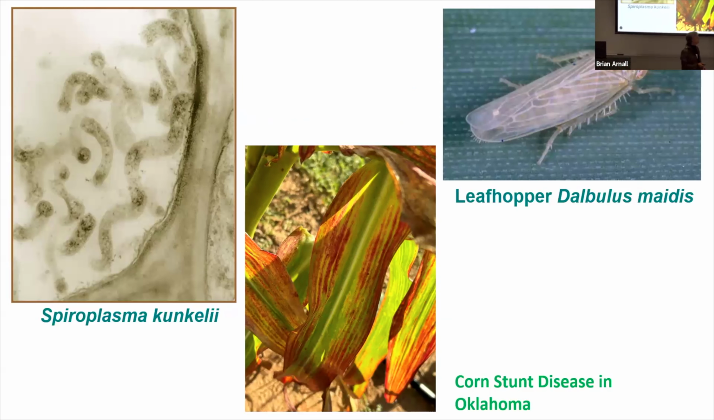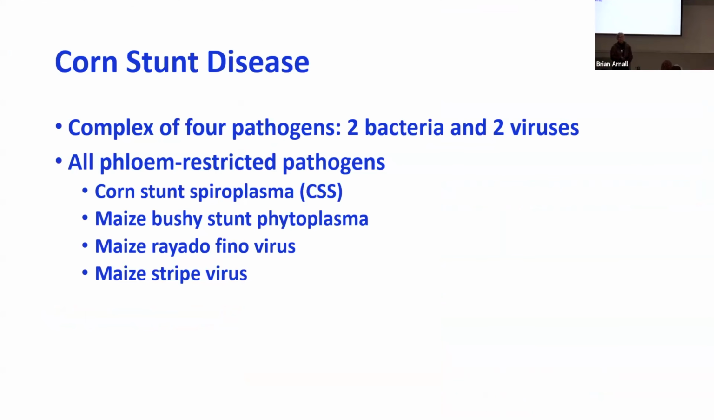These are the two characters. The bacterium Spiroplasma kunkelii, the leafhopper, and of course, when they come together, we get symptoms like this, corn stunt disease in Oklahoma. All right, corn stunt is a disease complex. It's a complex of 4 pathogens, 2 bacteria, and 2 viruses: corn stunt spiroplasma, maize bushy stunt phytoplasma, maize rayado fino virus, and maize stripe virus.